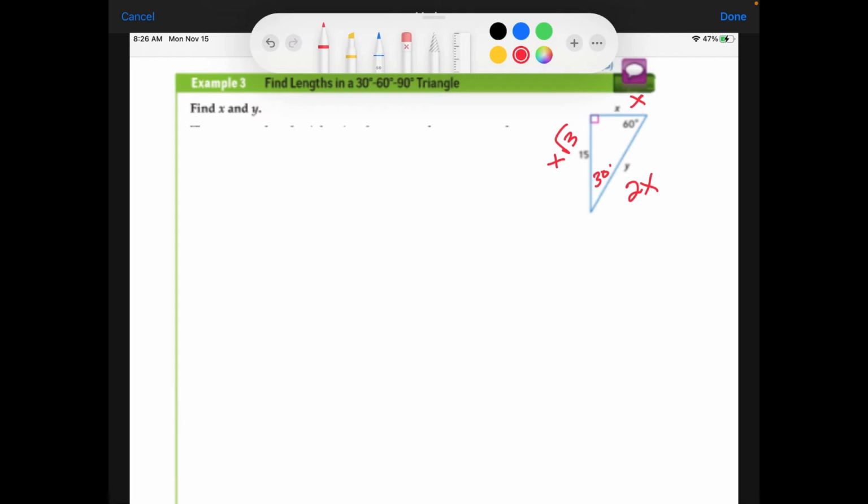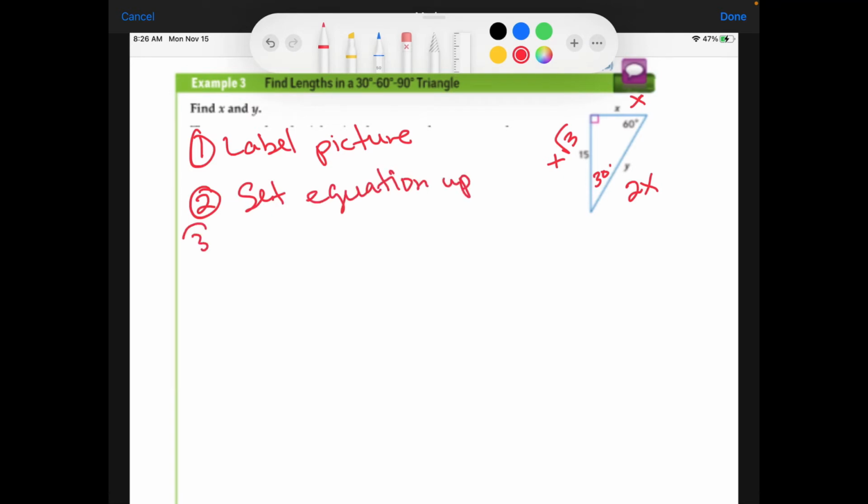So the first step is to label the sides with the formula, understanding that the hypotenuse is 2x, the shortest leg is x, and the longest leg is x times the square root of 3. That would be very helpful. So that's the first step that I recommend: label your picture. The second step is to set up equations, and solve would be the third step. We've already labeled it, so let's go ahead and set up our equations here.